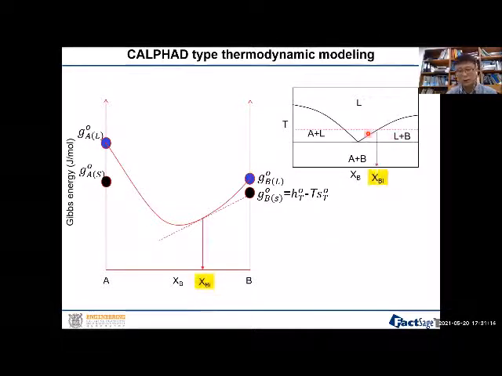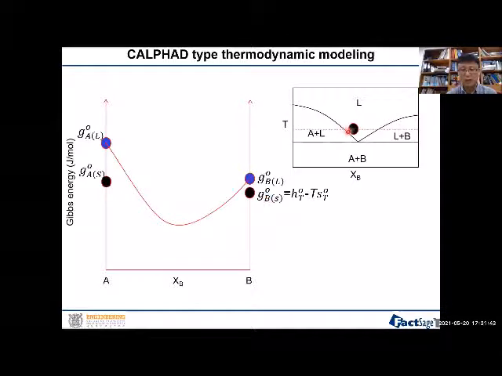By using this phase diagram, for example at this point, we have the liquid plus B phase existing together. If you draw the Gibbs tangent, the tangent line in this Gibbs energy diagram, then this point here, which is the connecting point to the liquid phase, gives the composition of the liquid at this temperature. So the phase diagram can already constrain the Gibbs energy of the liquid phase.